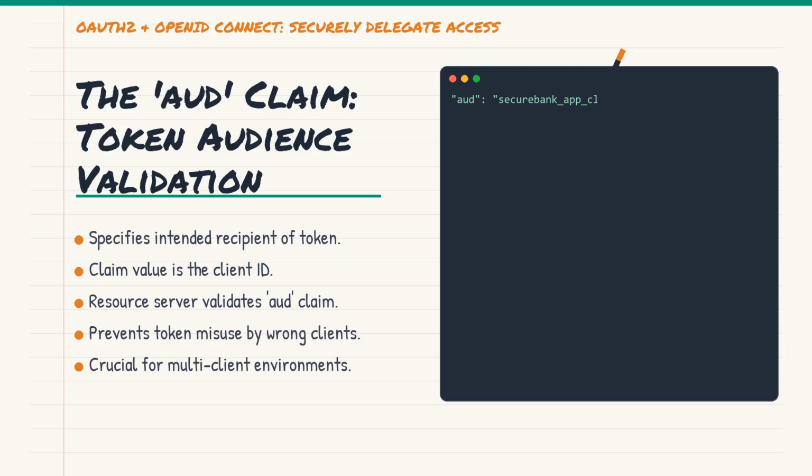When the token is presented to a resource server or the client application, they must validate this aud claim. If the aud claim doesn't match the entity receiving the token, it's a security violation. That token is not meant for them. This is a fundamental check to prevent tokens from being used by unauthorized clients.